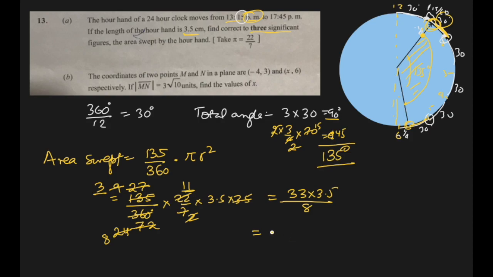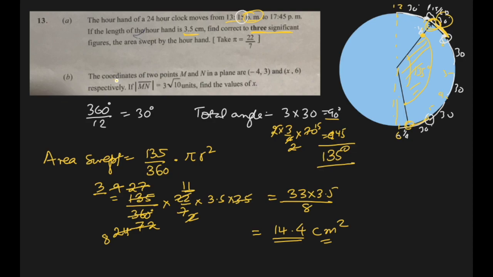What I got is 14.4375. They're saying 3 significant figures. So 14.4, and 3 is the only one. These are the significant figures, and centimeter square. This is the area. Okay.